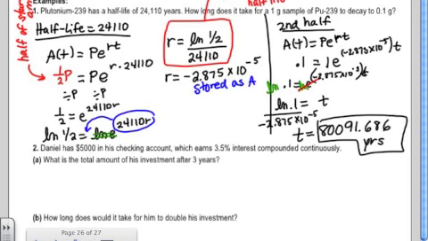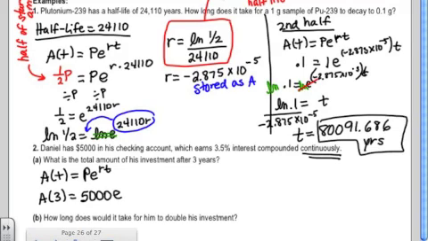Daniel has $5,000 in his checking account, which earns 3.5% interest compounded continuously. So whenever we see continuously, that's our A of t equals P e to the rt. It says, what is his total amount of the investment after 3 years? So you started with 5,000, your rate is 3.5%, so 0.035, and your time is 3. When I put this in your calculator, do e raised to the 0.035 times 3. Put it all in at once.